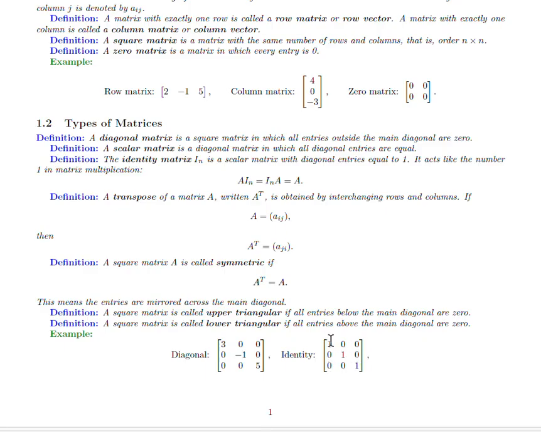For a scalar matrix, you can have the main diagonal entries to be 2, 2, 2, for instance. But for an identity matrix, the main diagonal entries must be 1, 1, 1. It must be 1, and then the matrix must be a diagonal matrix. A transpose of a matrix A, written as A raised to power T, is obtained by interchanging rows and columns.